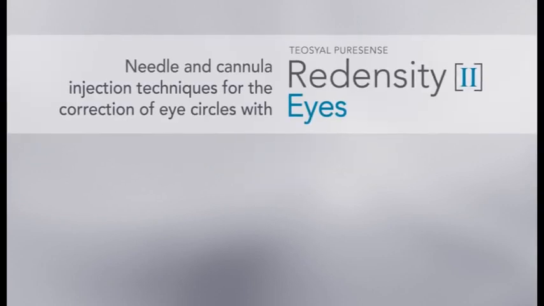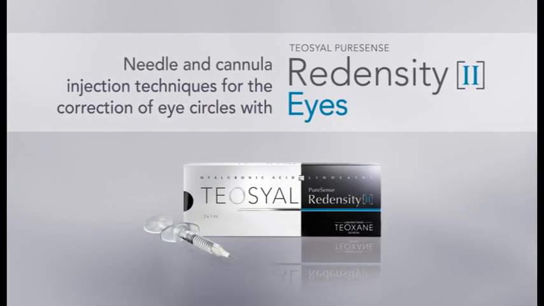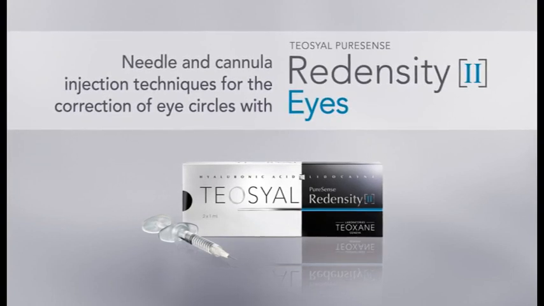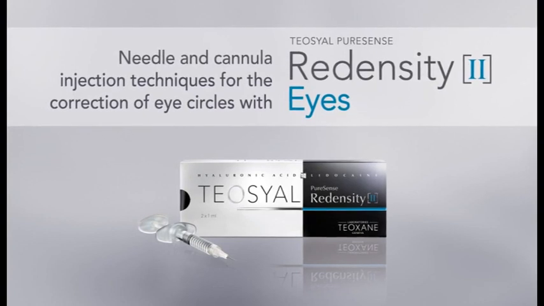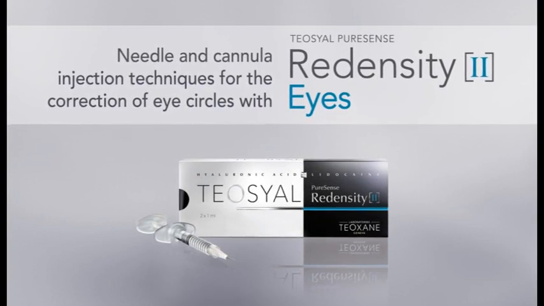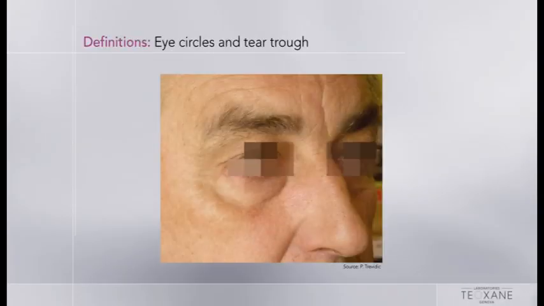This film presents the different injection techniques with needles or cannulas with a new filler, Teosyal Redensity II, developed specially for the correction of the suborbital region. The dark circle, from the Latin circinus, signifying circle, is a popular term that refers to the dark arc beneath the eyes. This term is used for pigmentation disorders.